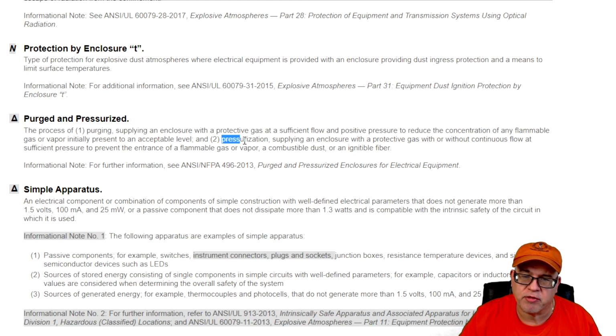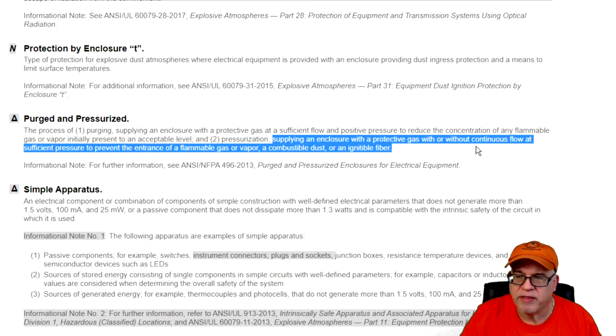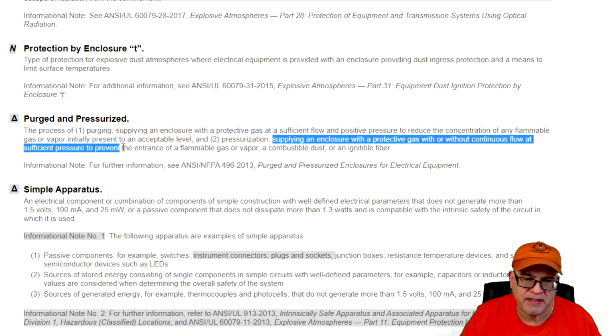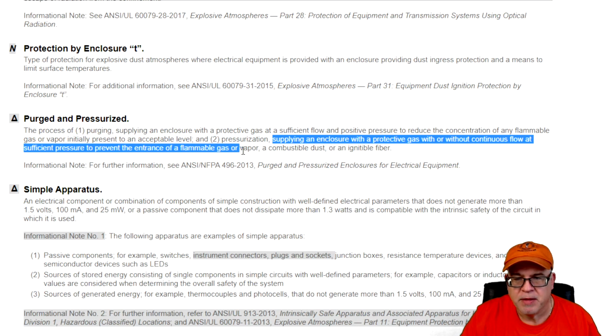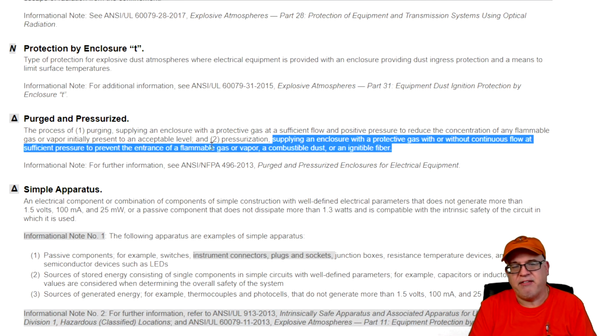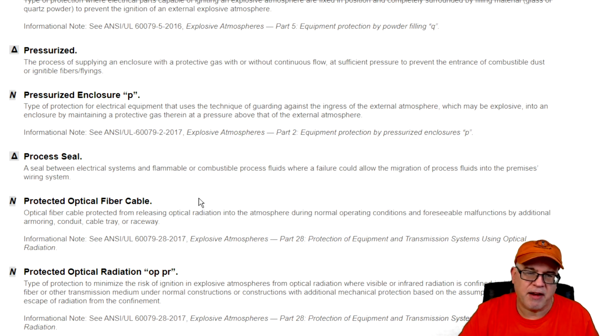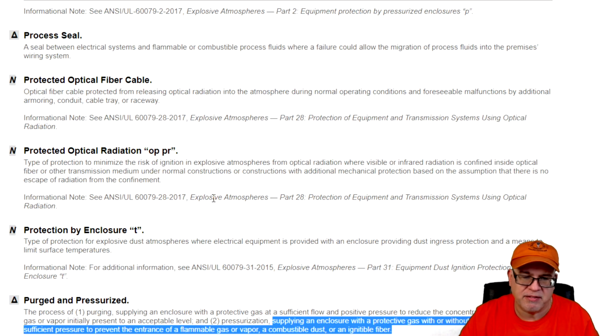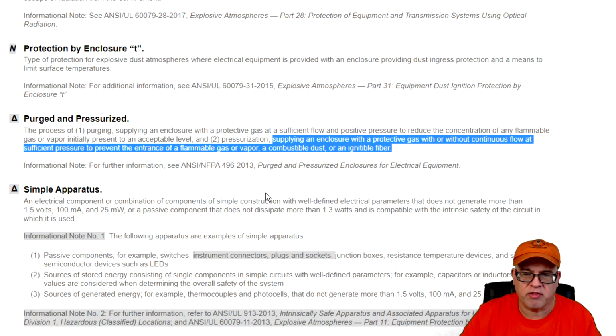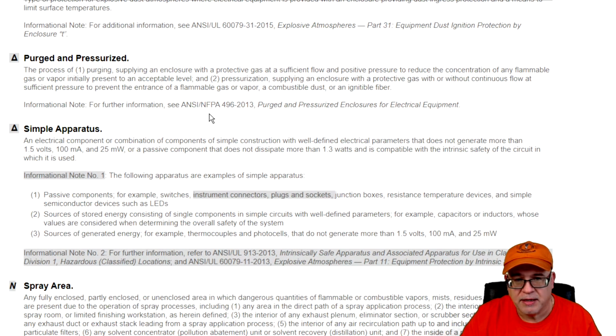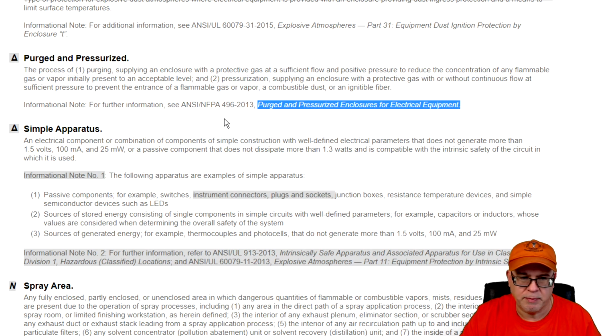And then it adds pressurization. Pressurization is supplying an enclosure with a protective gas with or without continuous flow at a sufficient pressure to prevent the entrance of flammable gas or vapor, combustible dust, or ignitable fibers. So in a flammable gas situation, you have a purge and pressure condition, and in a purely pressurized condition, it looks like that applies to combustible dust and ignitable fibers and flyings. So two different processes. You just need to understand how this works. Now there's also an ANSI NFPA standard, 496, for purging and pressurizing enclosures for electrical equipment, if you're that kind of person who wants to look at it.